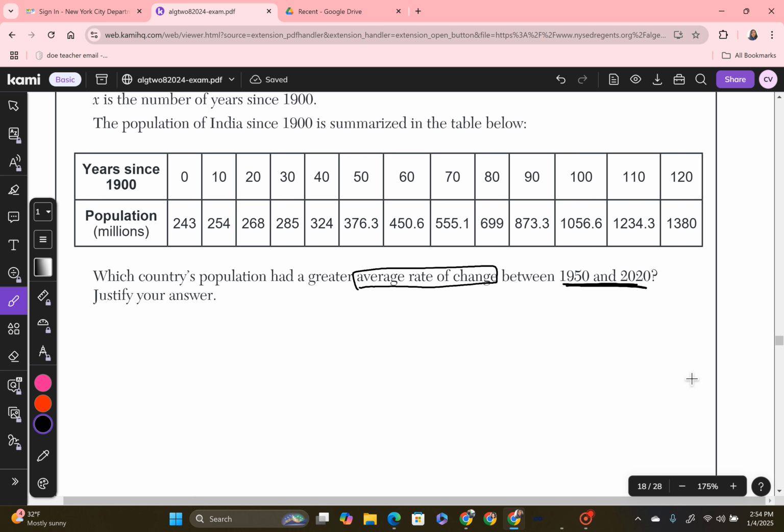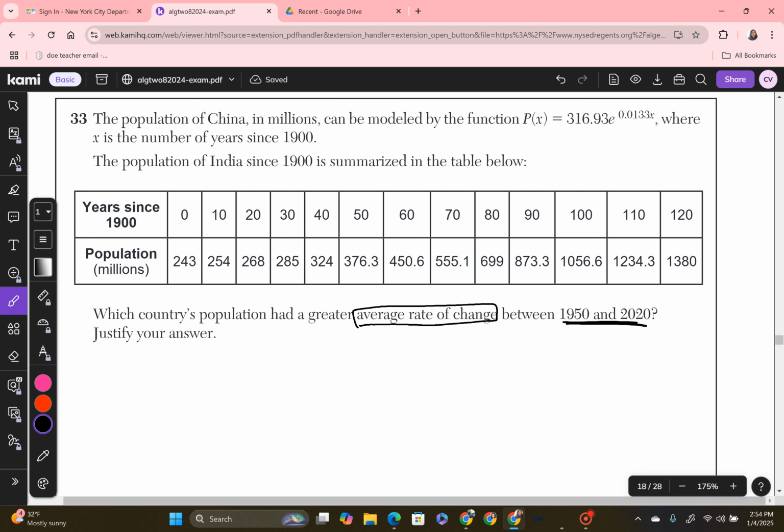We're only looking between 1950 and 2020. But the problem is those numbers are not here. Yes, they are, because it says x is the number of years since 1900. So subtract 1900 from each of these, right? We're looking at 50, so we want this right here. This is the population of India. And then we have to subtract 1900 here. So 2020 minus 1900, what is that?